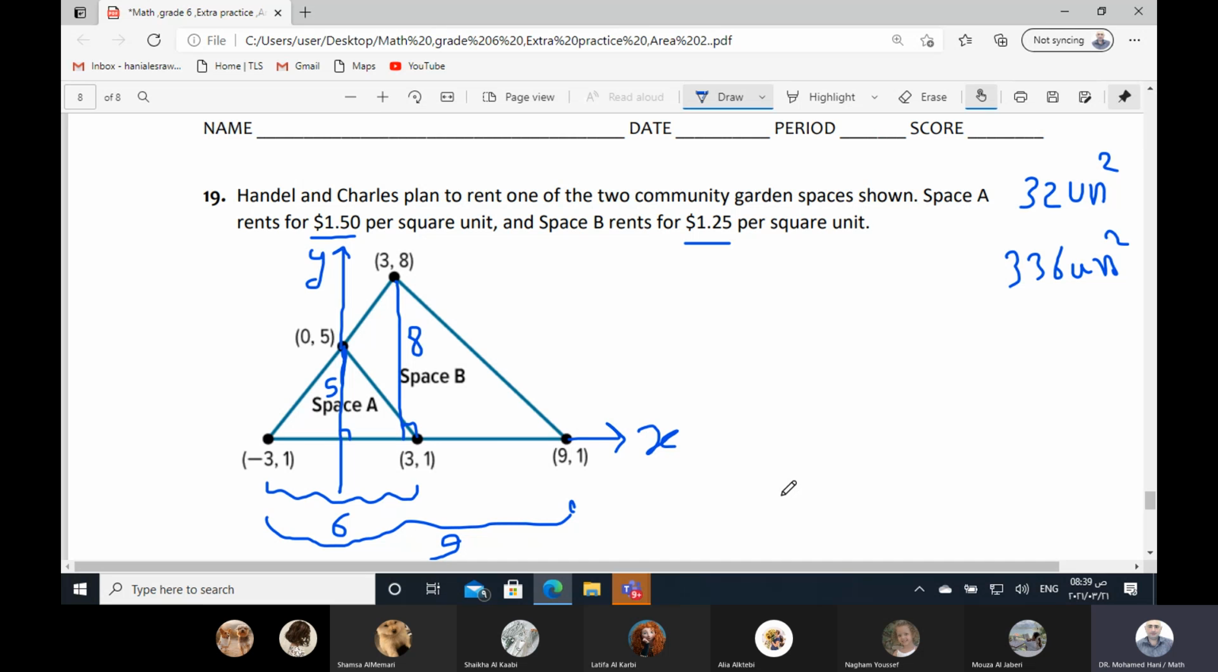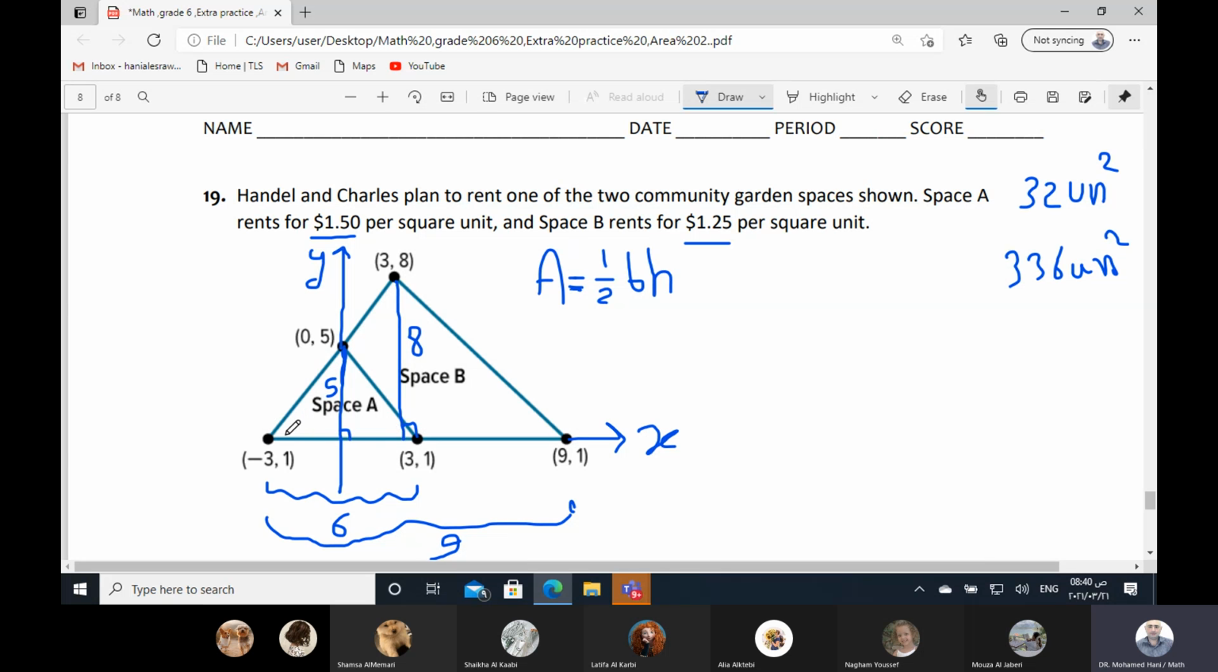Right, listen to me. Here we have two triangles: the triangle with space A and the big triangle with space B. As you know, when you want to find the area of a triangle, the formula is 1/2 times base times height. So we need the base and the height for each triangle. For the first triangle, this is the base.